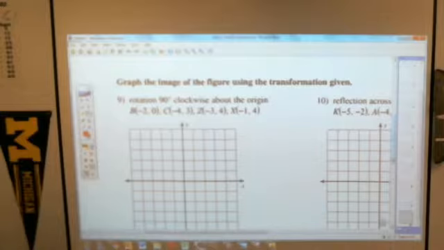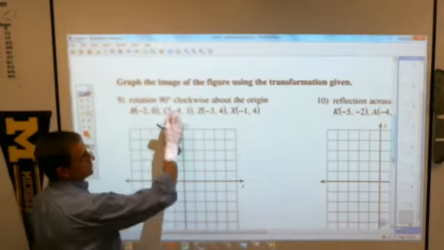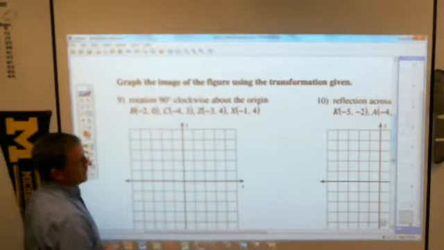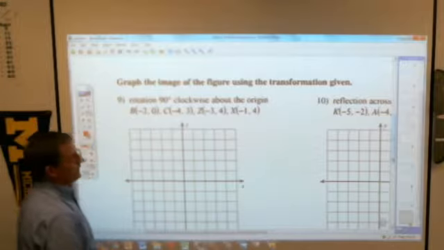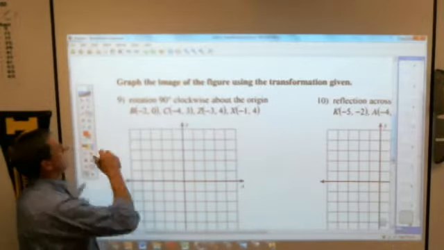So, let's do this. Right now, you with me, problem number 9. First thing we have to do is graph this shape. 1, 2, 3, 4 points, and then see what happens if we rotate it 90 degrees clockwise about the origin. Here, let's do this.